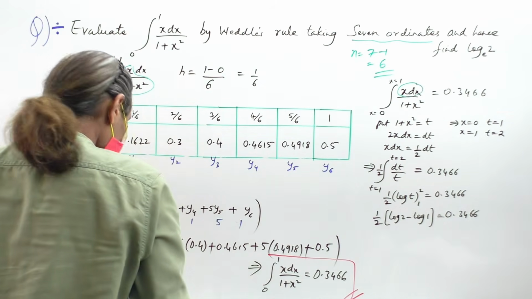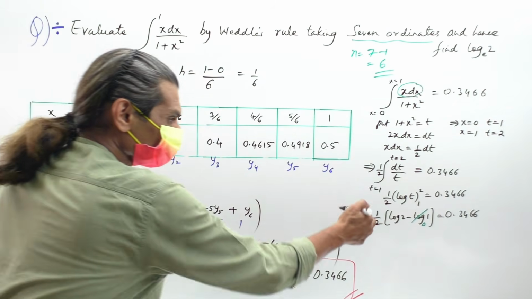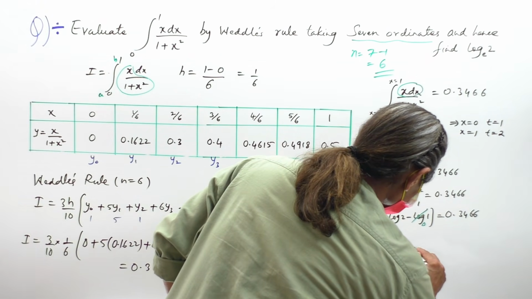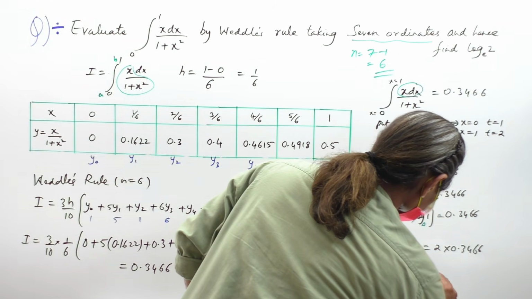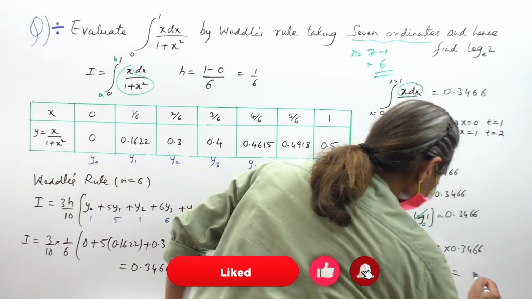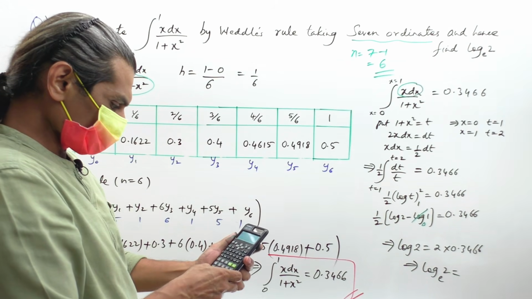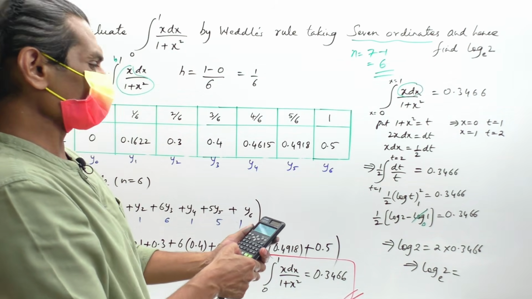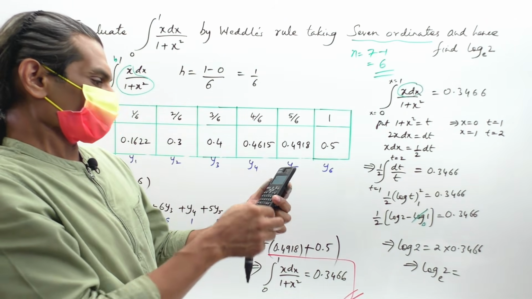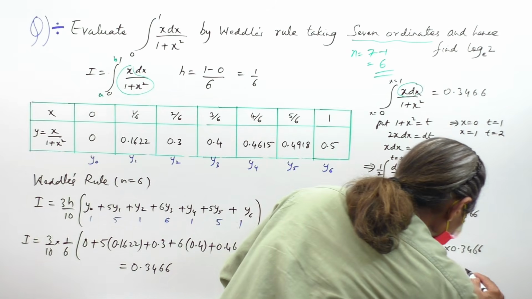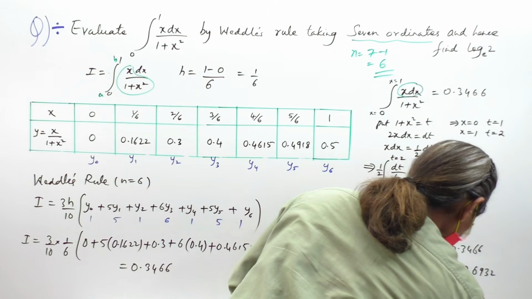equals 0.3466, and as you know, log 1 is what? 0. Obviously log 1 is 0. Therefore we can find the value of log 2. That implies log of 2 is equal to 2 into 0.3466. That implies the value of log 2 is nothing but how much you got here? 0.3466 into 2, you take this 2 that side, it's like 0.6932. That's the solution. Beautiful.